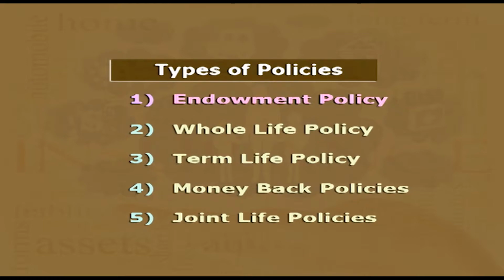Friends, let us understand the various types of policies. Number 1. Endowment policy. It covers a risk for a specified period, at the end of which the sum assured is paid back to the policyholder along with the bonus accumulated during the term of the policy. It is this feature, the payment of endowment to the policyholder when the policy's term is complete, that rightly accounts for the popularity of endowment policies.